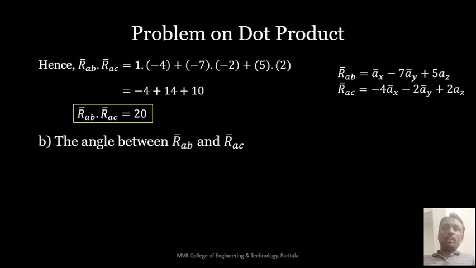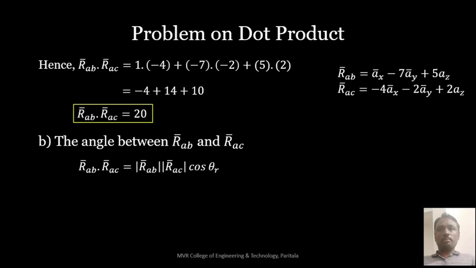So next one is the angle between RAB bar and RAC bar. How are we able to identify the angle? We know that if you know the magnitude of two vectors as well as the angle between them, you can find the dot product. But here in this case, we already know the dot product, and we need to identify the angle. So here we know RAB bar dot RAC bar is 20, but we need to identify modulus RAB bar and modulus RAC bar so that we are able to identify cos theta, where theta is the angle between RAB and RAC.